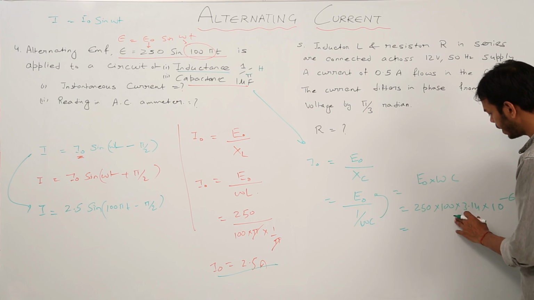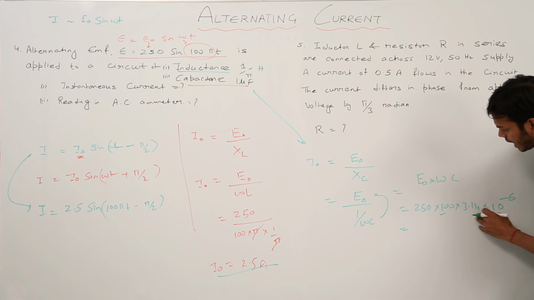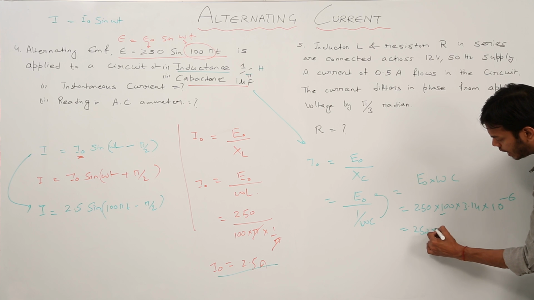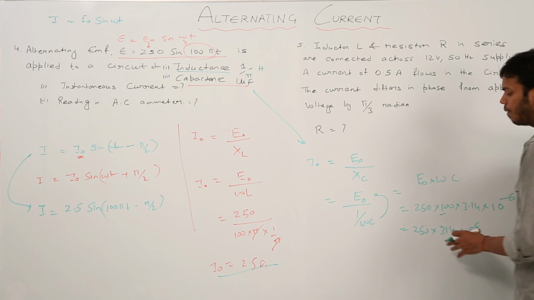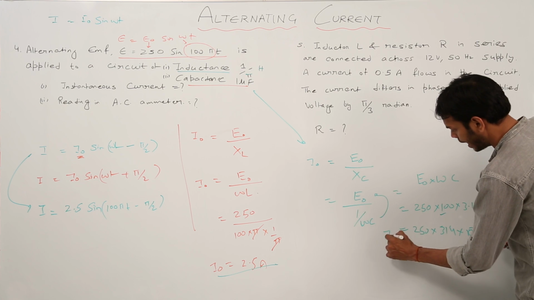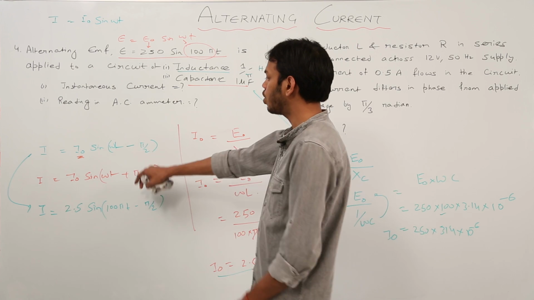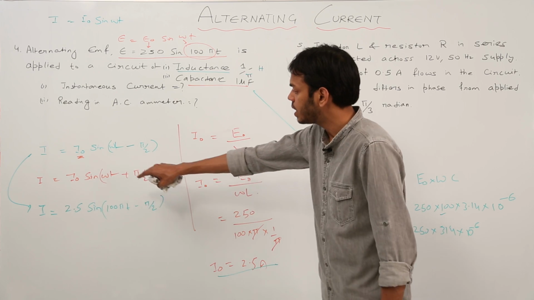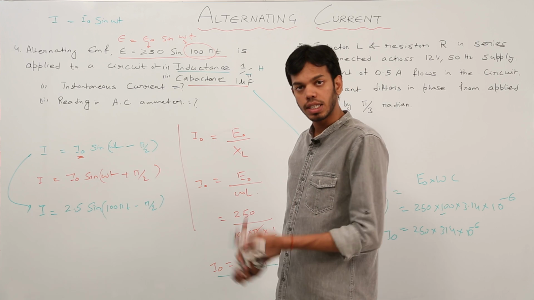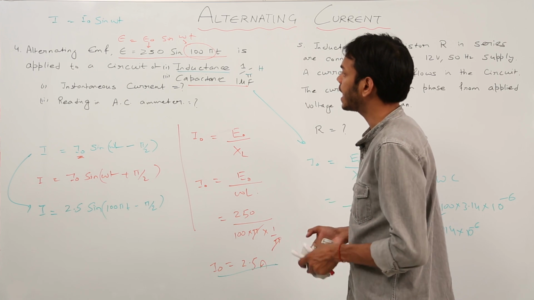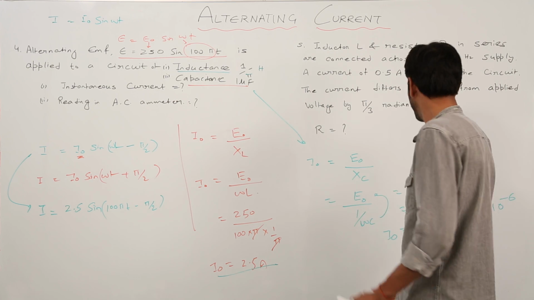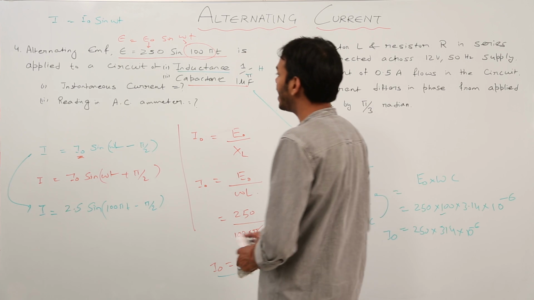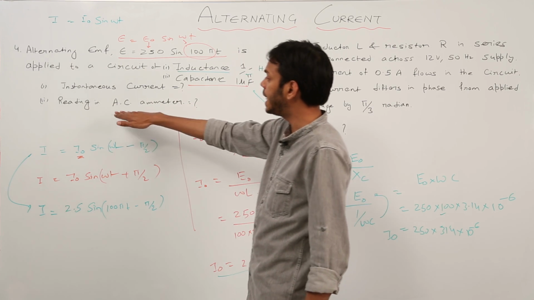Now what do we get? 100 and 3.14, they accumulatively give me 314. Now I have 250 into 314 into 10 raised to power minus 6. This will give you the exact value of I naught here, and putting the value of I naught in this equation followed by sine omega t plus pi by 2 will give you the exact value of instantaneous current in both the cases. This is just a calculative part which I am not going to solve, obviously. And then what should we be doing about the reading in the AC ammeter?